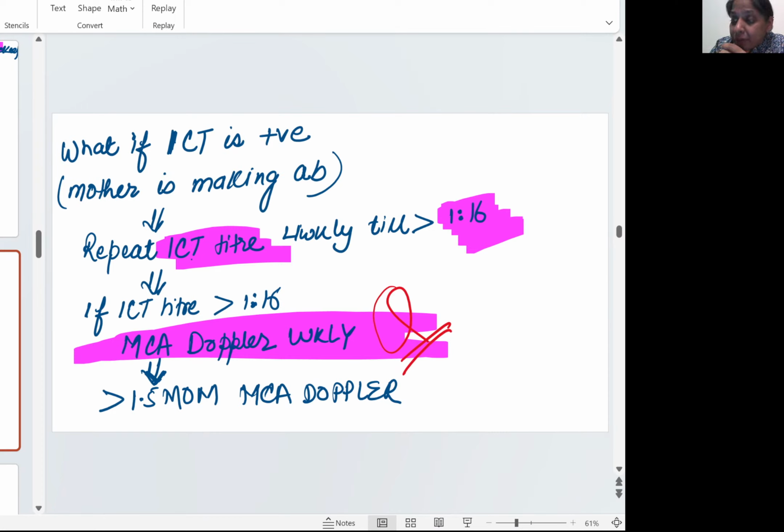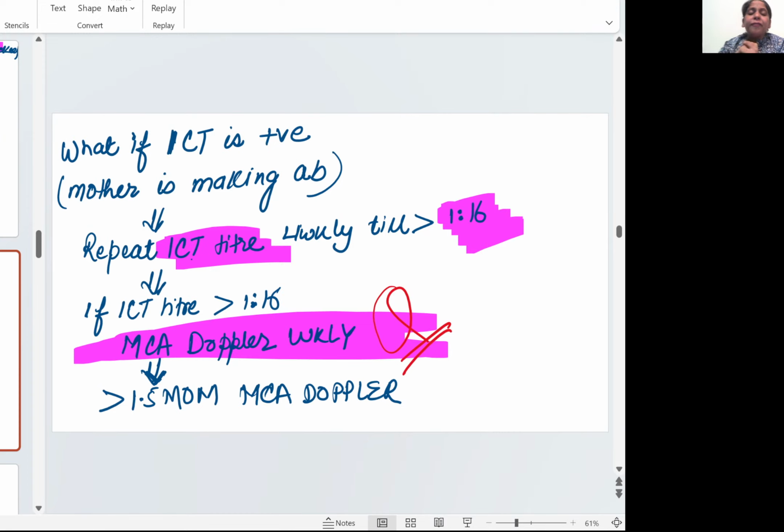Increased velocity of the blood in which artery? Not cerebral ischemia. There will be increased blood flow to the brain in fetal anemia. Yes, very good. Is it okay?